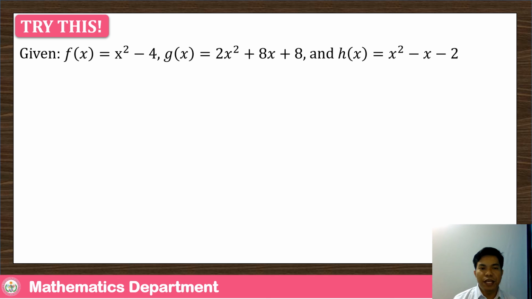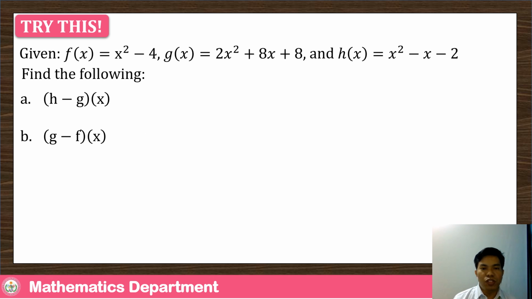Now, to check kung talagang nasusundan yung ating lesson, please try to answer the following. Given that f of x is equal to x squared minus 4, g of x is equal to 2x squared plus 8x plus 8, and h of x is equal to x squared minus x minus 2. Please find h minus g of x and g minus f of x. Start.